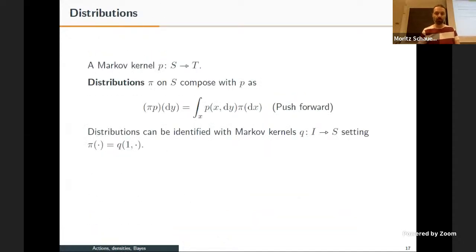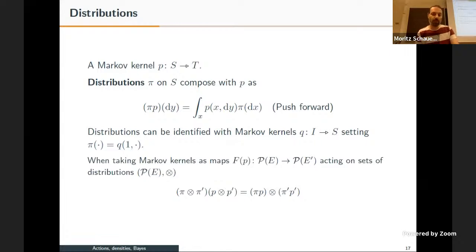I want to consider these Markov kernels not only composing with each other, but I also would like to use them as actions on distributions. That would be a push forward where I take a distribution and apply the Markov kernel. Applying the Markov kernel to a distribution is exactly the same as what you would get if you represent your distribution by a kernel from the terminal space to S. So that's the push forward of the Markov kernel P acting on the distribution.